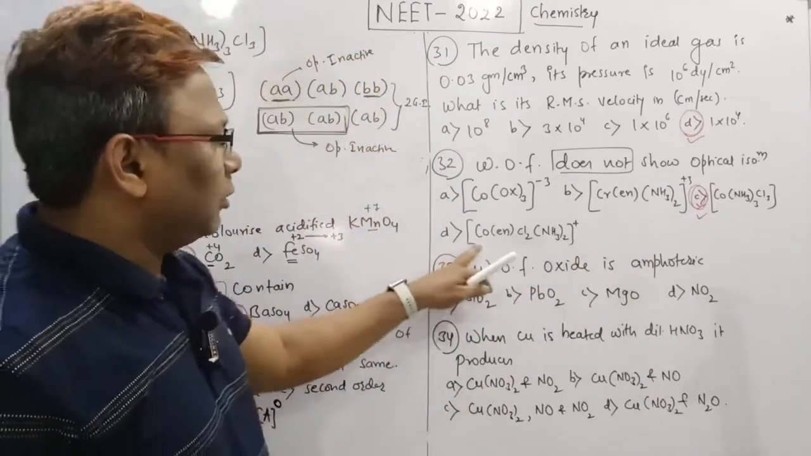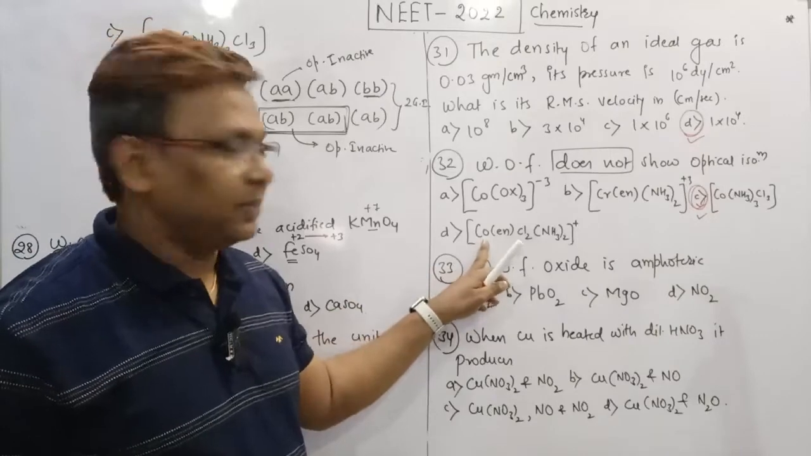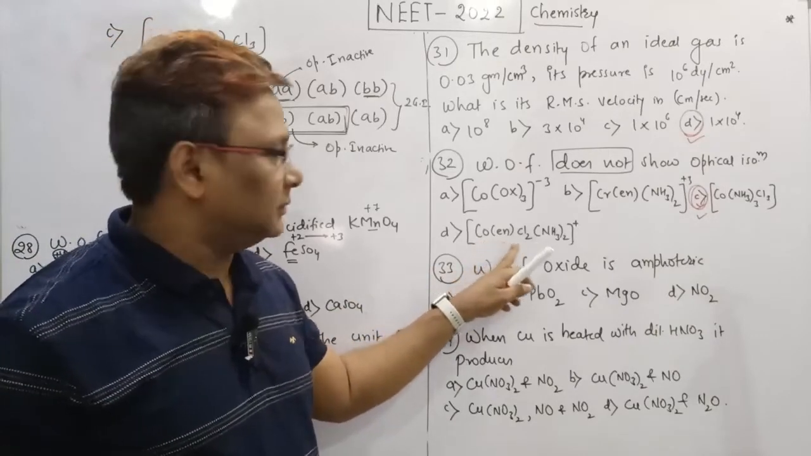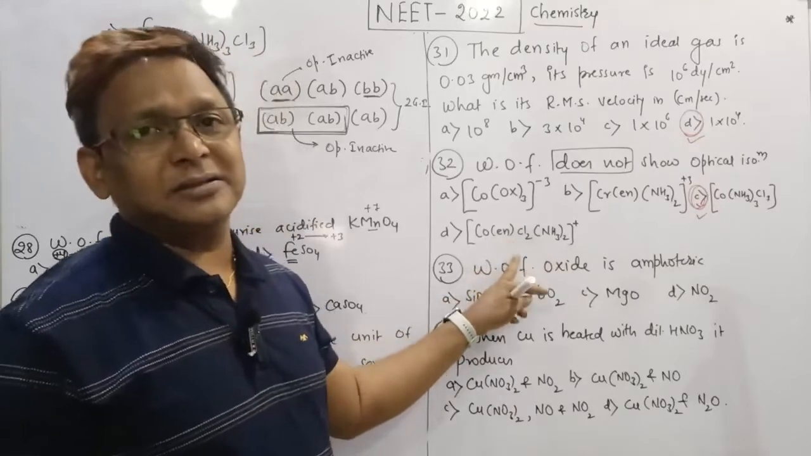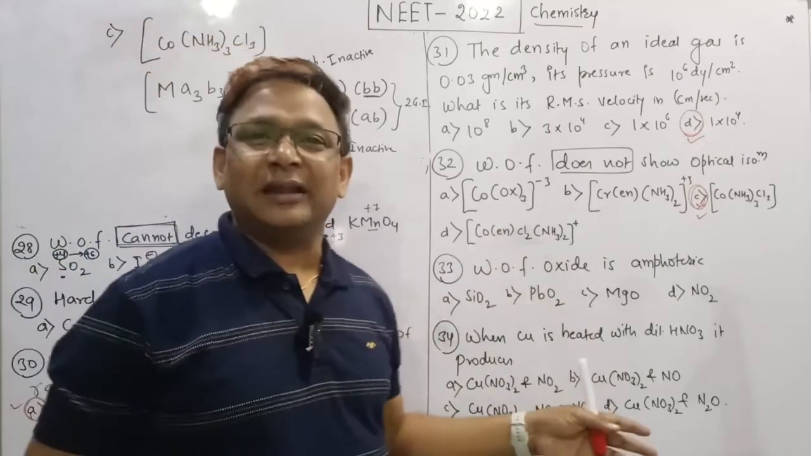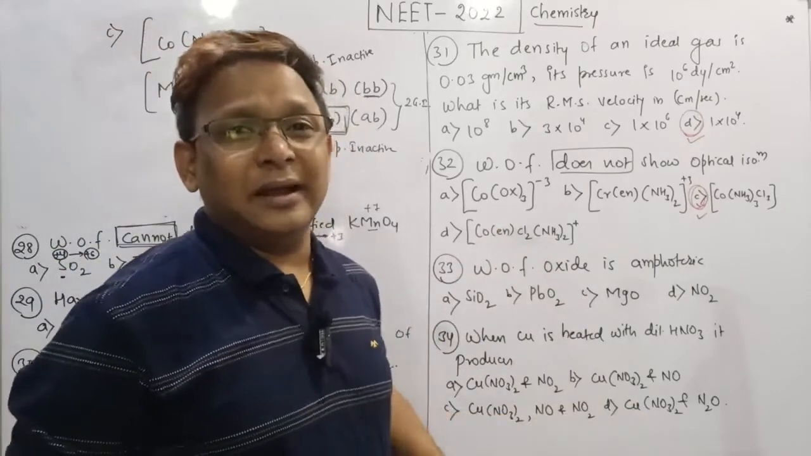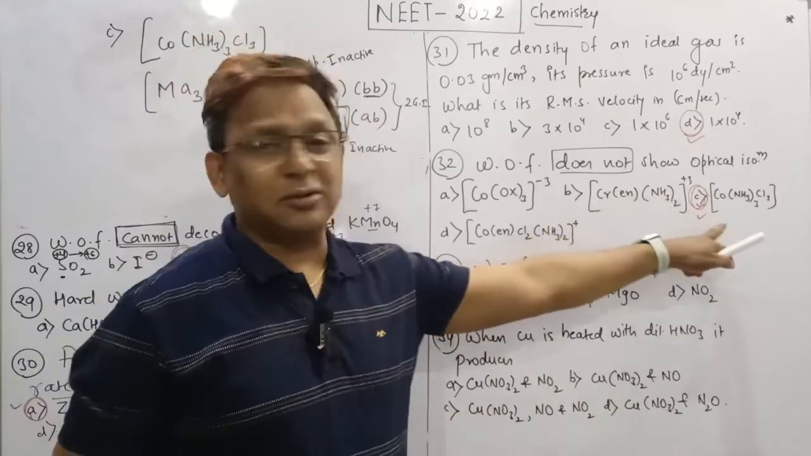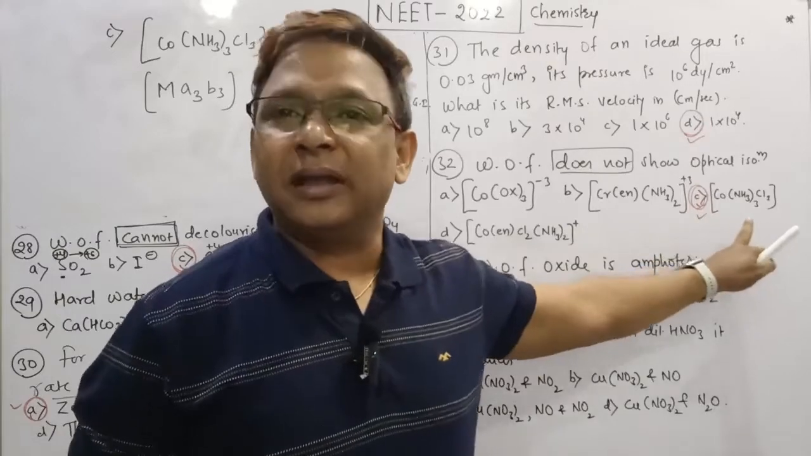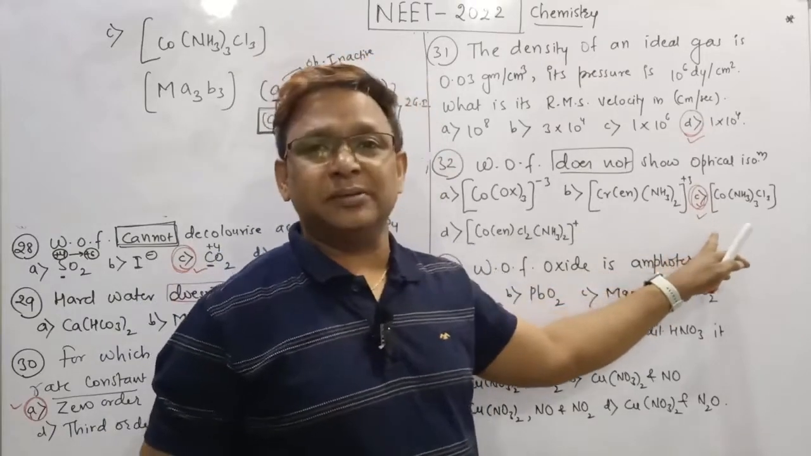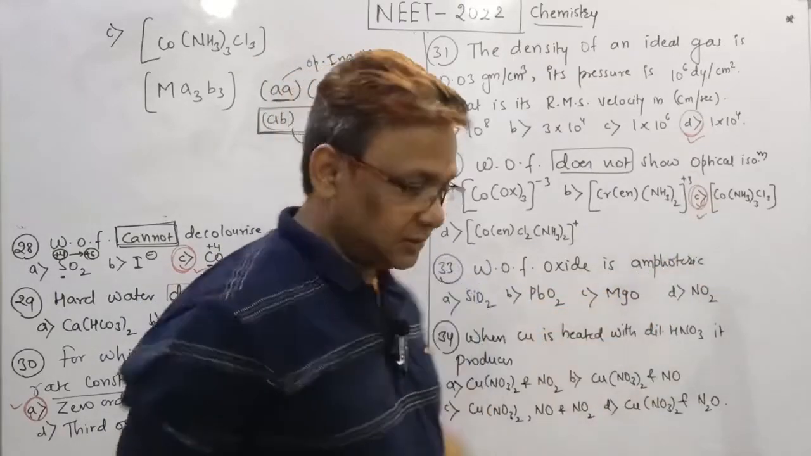Now option D: metal atom M, bidentate ligand AA, then A2 and B2. If you see here, it will have cis and trans forms, where one will show optical activity and one cannot show optical activity. So overall, this complex compound shows geometrical isomerism, but it cannot show optical isomerism. So the answer should be option C.